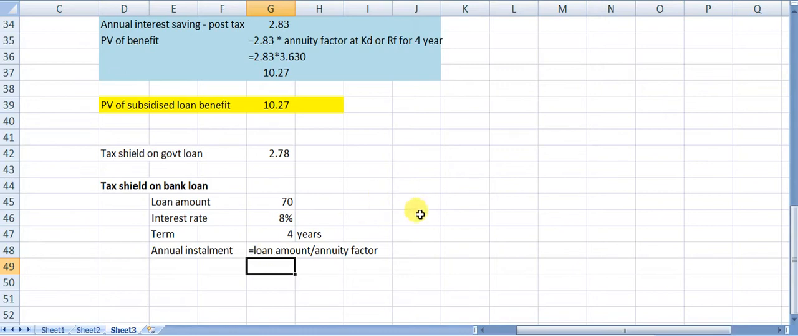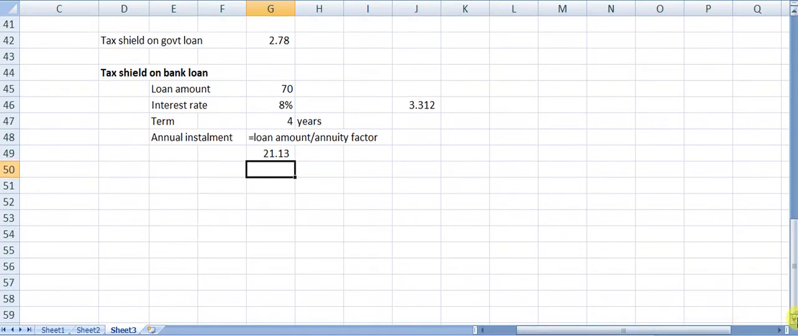So let me have the annuity factor calculator somewhere here. 8%, 4 years. 1 minus 1.08 power minus 4, divided by 0.08. So that's the annuity factor, 8%, 4 years. So loan amount 70, annuity factor is this. When you divide it, you get 21.13 as the annual installment.